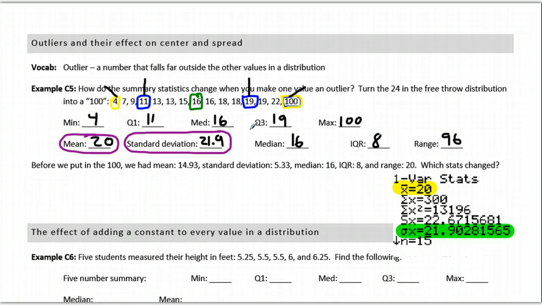Before we had a median of 16, we still do now. We had an IQR of 8, we still do now. And we had a range of 20. Well, clearly that got a little bit bigger. Outliers are always going to affect the range because the range is based on the highest and lowest numbers, and usually your outlier is going to be either the highest or the lowest number, so your range will always be affected. So the things that were affected the most were the mean, the standard deviation, and the range. Both the median and IQR tend to be pretty safe from outliers, so that's one of the reasons that they're good statistics.